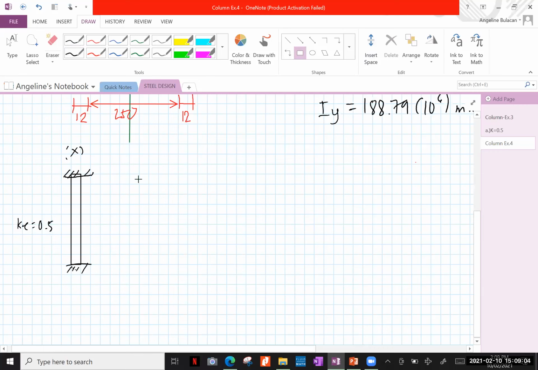Now, yung sa y-axis daw, y naman to. Again, same pa din, fixed at both ends yan. Pero may bracing daw siya sa gitna. So, lagyan natin ng line sa gitna. May bracing daw. Now, what does this indicate kapag may bracing sa gitna? Ang mangyayari dito is i-assume na natin to na pin supported.